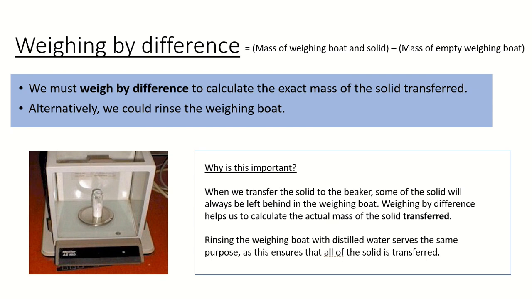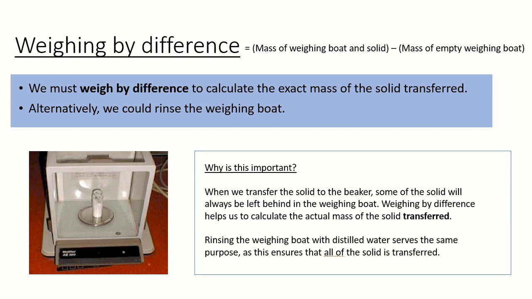You'd tip that out into your beaker and then you'd actually re-weigh that now empty weighing boat, because we want to make sure that we know exactly how much of that solid is transferred so that we know what mass to use for our final calculations. If some of that solid is left behind and we do not account for it, then it will affect our final concentration. So we really want to avoid this.